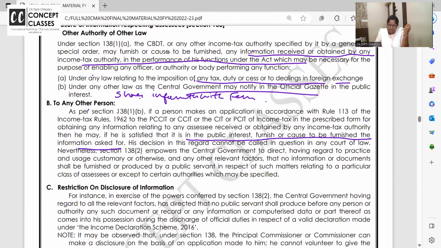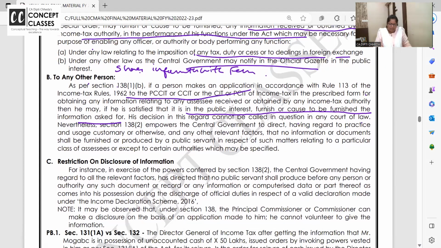His decision in this regard cannot be called in question of any court of law. उसकी मर्जी. जो authorities and top authorities, उनकी मर्जी that they want to share the information with the other authorities. Nevertheless, it empowers central government to direct having regard to practice and usage any other relevant facts that no information or document shall be furnished or in public servant in such matters relating to particulars except to certain. सबको नहीं देंगे ना. We will give only if it is required in the public interest. We might share.